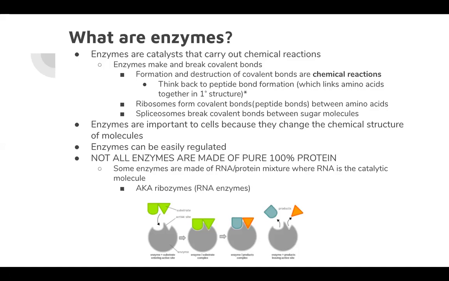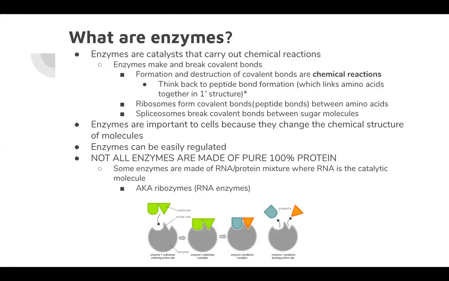So peptide bond formation links the amino acids together in your primary structure. The peptide bond is a covalent bond. Ribosomes also form these, so that's your ribosomes. Spliceosomes are going to break your covalent bonds between sugar molecules. Enzymes are also important to the cell because they change the chemical structure of molecules. And this is, like I talked about earlier, your regulation. You're going to either break the bonds or make the bonds depending on what the cell needs.